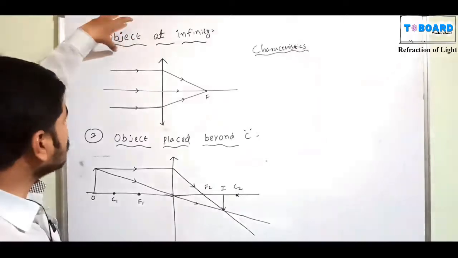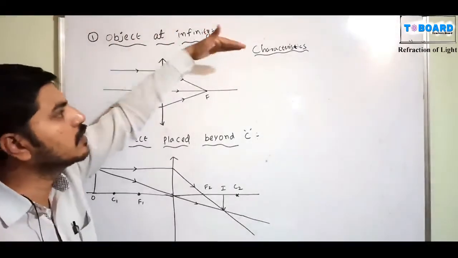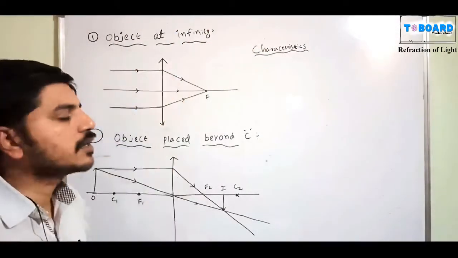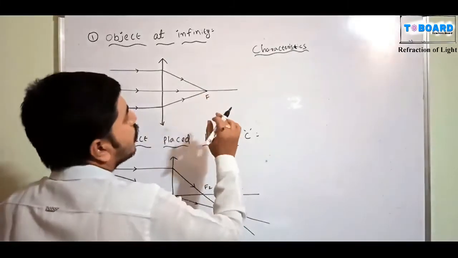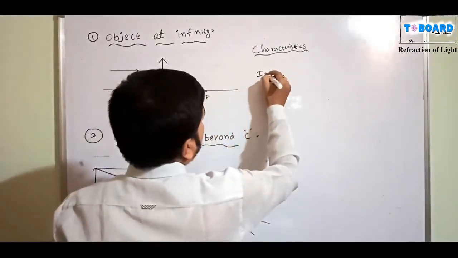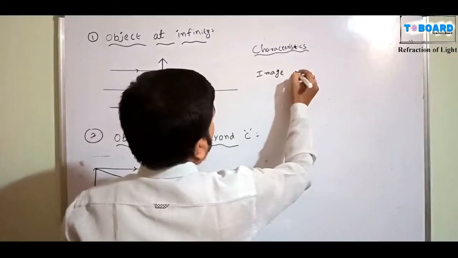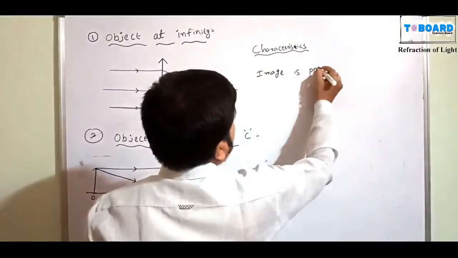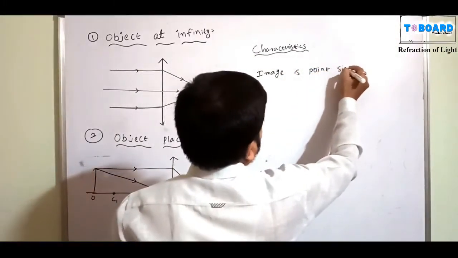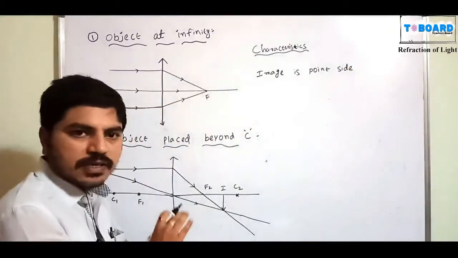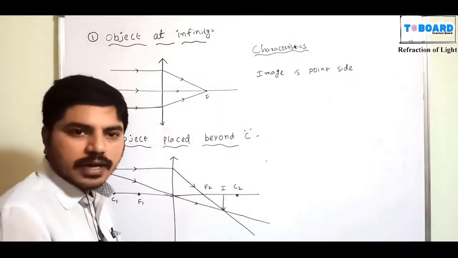This is the object at infinity. What kind of characteristics? The first characteristic is that the image is point size. Okay, so simple. The image is point size. That is one kind of characteristics.